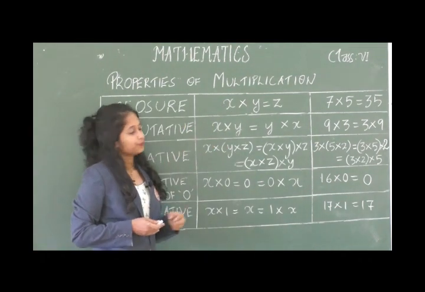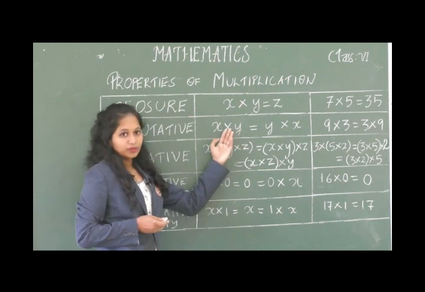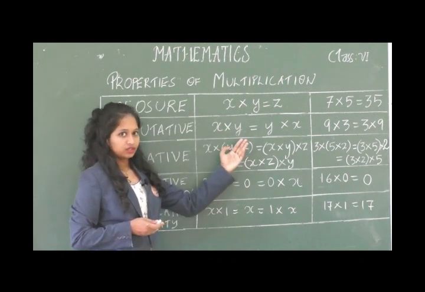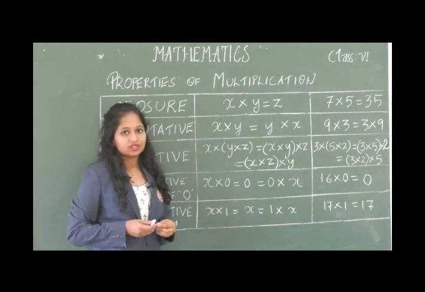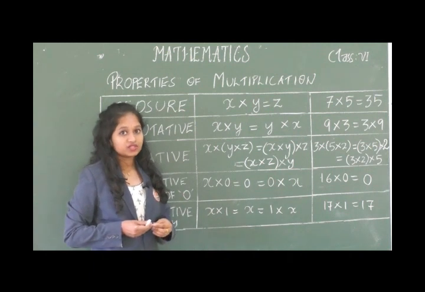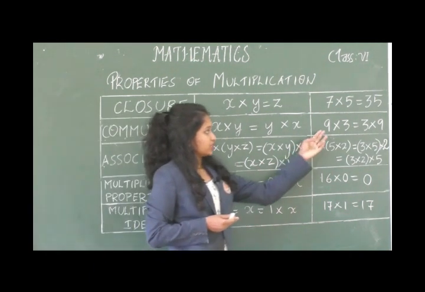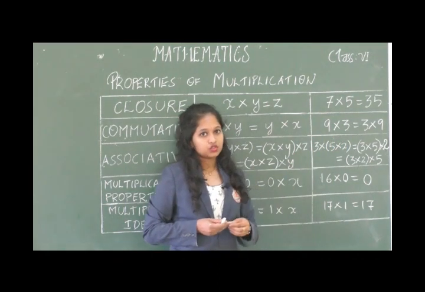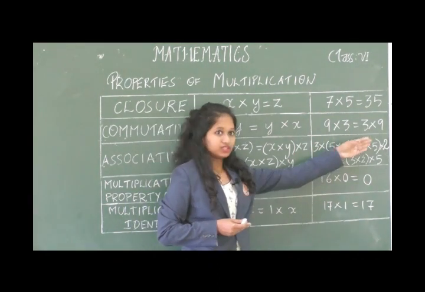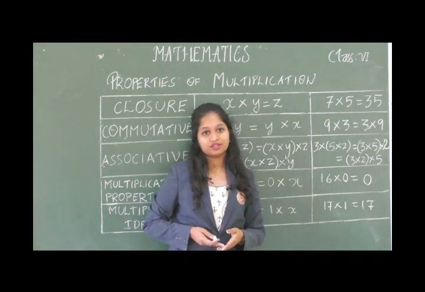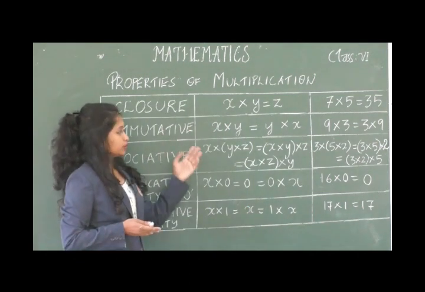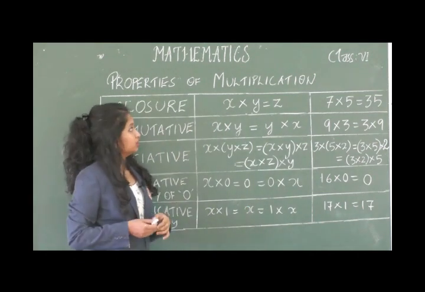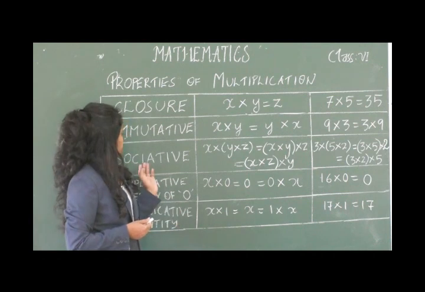Commutative property. If you multiply x into y or y into x, you get the same result. For example, 9 3s are 27. 3 9s are 27. So, the commutative property is true under multiplication.